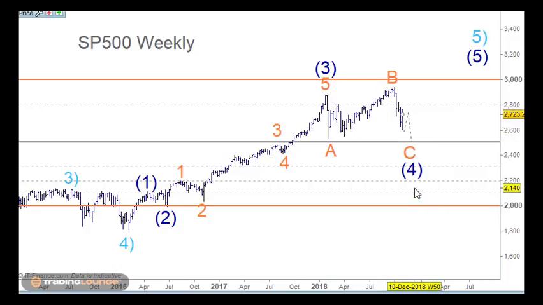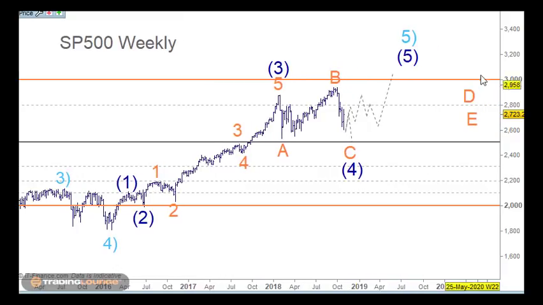The second count is that we have a triangle in play, so it would be the A, the B, the C to this point here. So we'd have a D wave here, and then we'd have an E wave here, and then we'd go up from that point. So we would have wave D here, roughly, and wave E here, and wave 4 over here for that count.